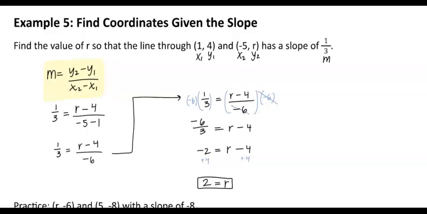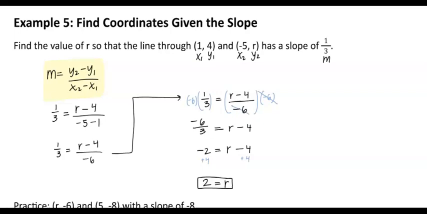Alright, our last example here for slope is going to be a little more challenging. It's going to be giving you the slope this time and having you figure out what is the point that is missing. So it says find the value of r so that the line through 1, 4, and -5, r, that y value is missing. We want these 2 points to have a slope of 1/3.